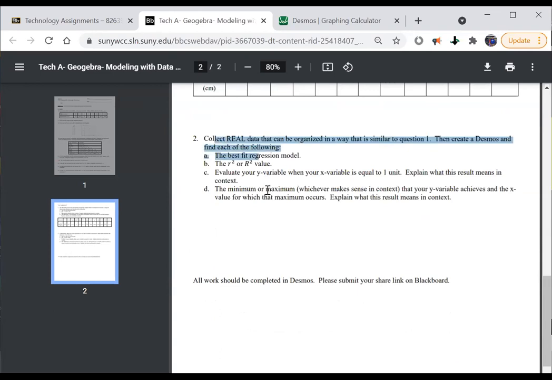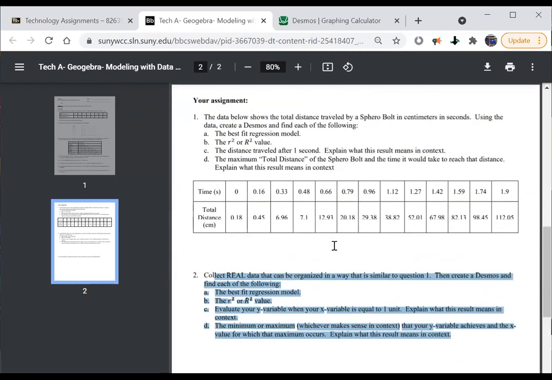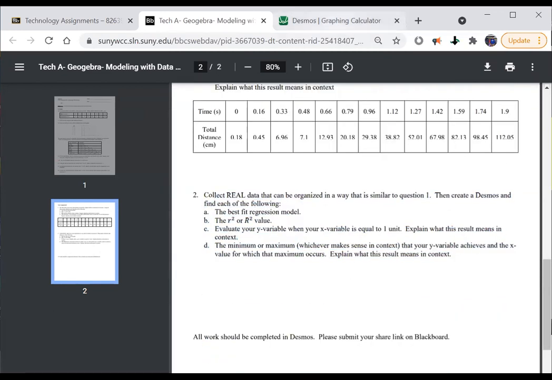And then the follow-on, the second part to your assignment is to just do all that again with your own data rather than the data that I give you. Makes it a little bit more authentic. All right.